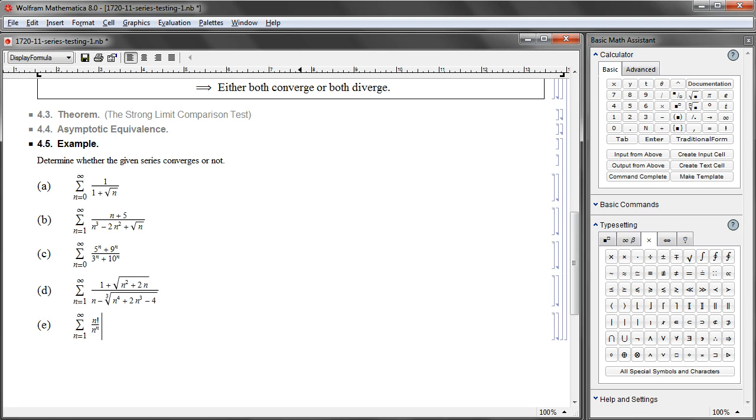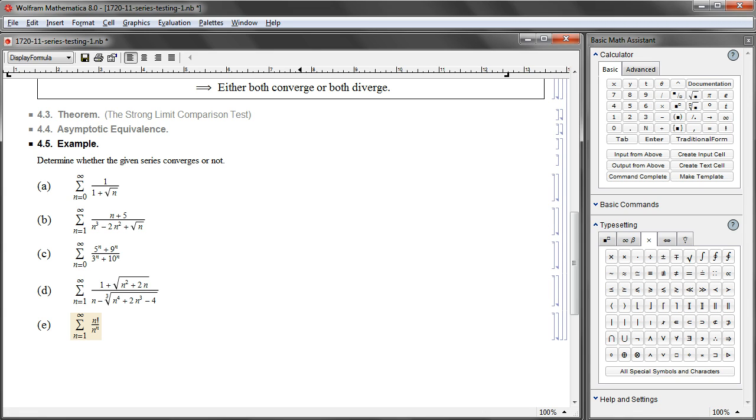The final example, n factorial over n to the nth power. This one is different. I don't think you can do this with the limit comparison test. Can you? Will that work? No, I do not think it will work. But comparison test will work. The numerator is big, n factorial, so it's n times n minus 1 times n minus 2 times all the way up to 1. But denominator is even bigger. It's n times n times n times n times and so on.